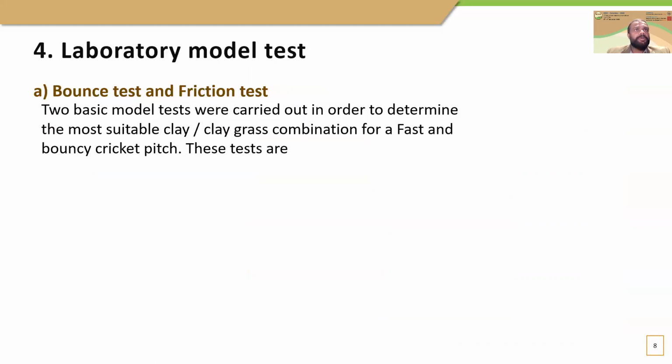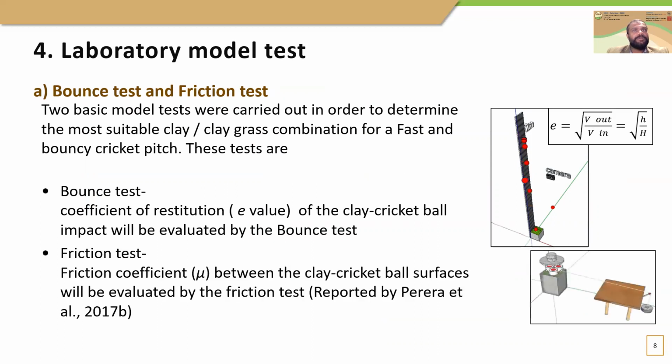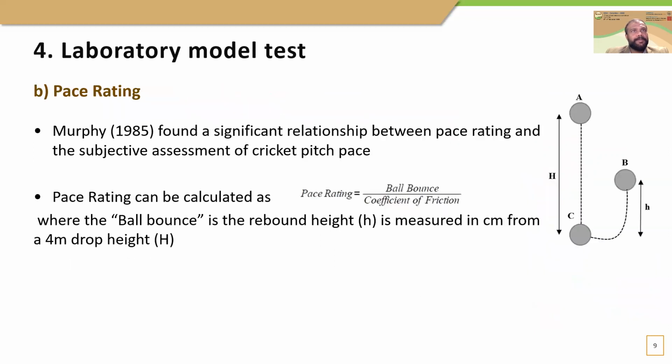Moving on to the laboratory model tests. The first one is a bounce test, which is to evaluate the coefficient of restitution, the E-value, of the clay and cricket ball impact. And secondly, the friction test, which evaluates the mu value, or the coefficient of friction, between the clay and cricket ball surfaces.